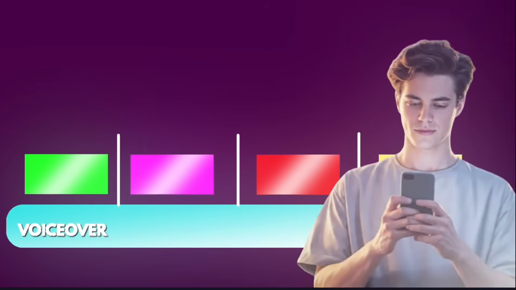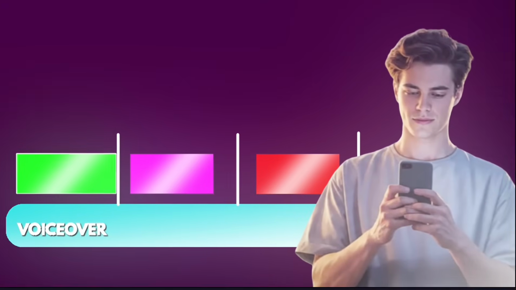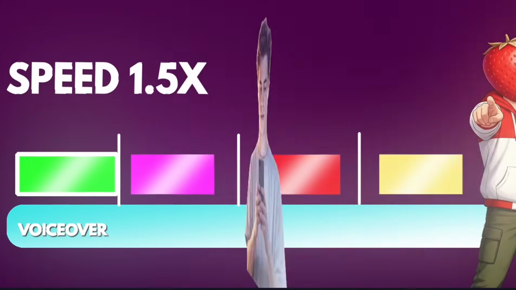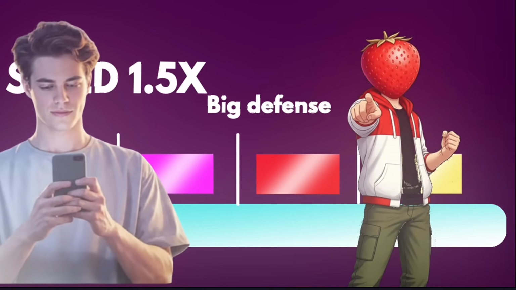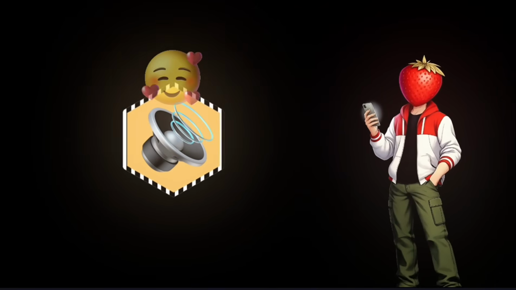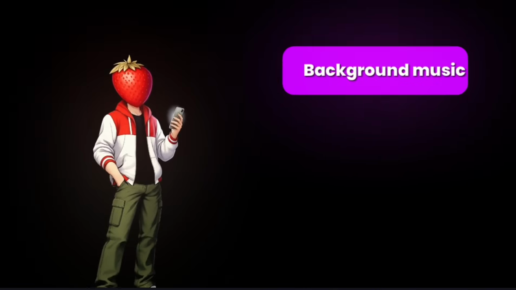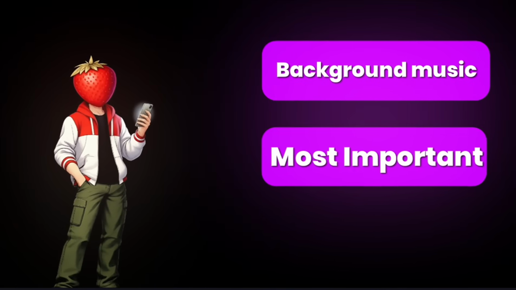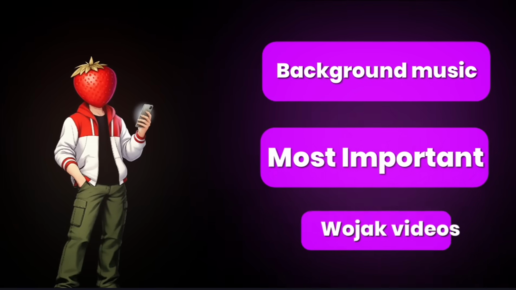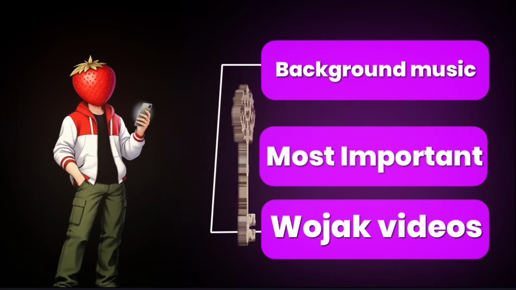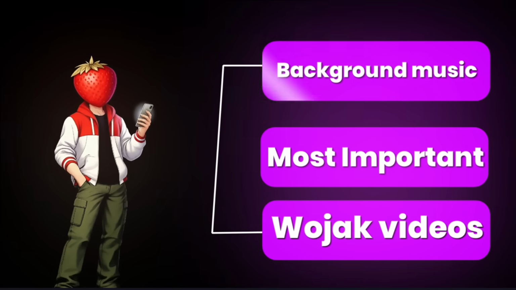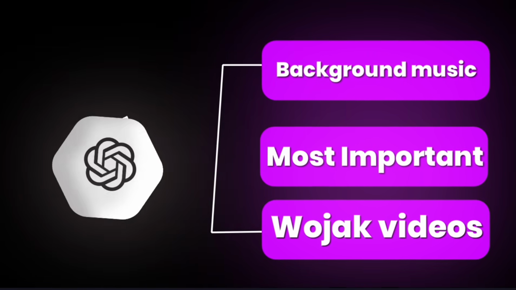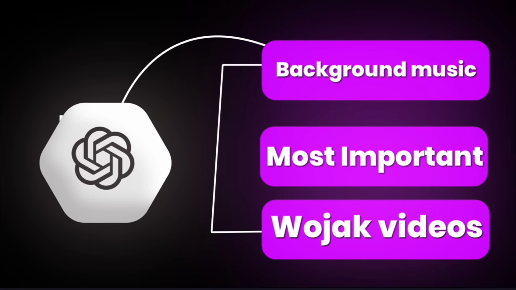If a clip feels too short, slightly slow it down. If a clip feels too long, speed it up. These small adjustments make a big difference in retention. Next, add sound effects to make the experience more immersive. The same goes for background music. And this part is extremely important. In Wajak videos, background music plays a key role in setting the mood. Always choose music that matches the emotion and tone of your script. If needed, you can even use ChatGPT to help you select the right type of background music.